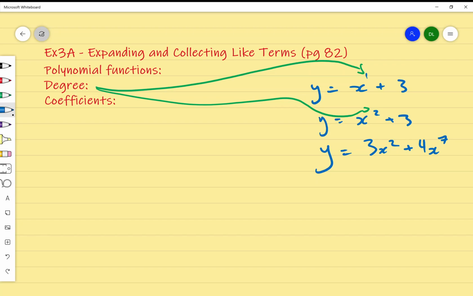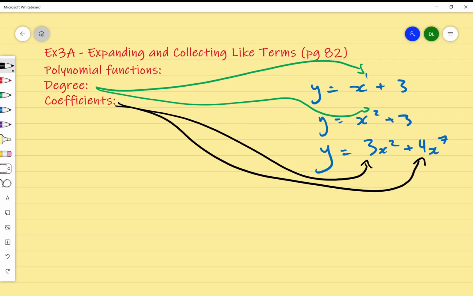Do you guys remember what coefficients are? Yeah? No? Coefficients are just the numbers in front of the variable. So for example, in this one over here, I'm looking at the coefficient, and the coefficient is going to be this number here, so 3. It's also going to be this number here, so 4. So the coefficient is just any number in front of a variable.